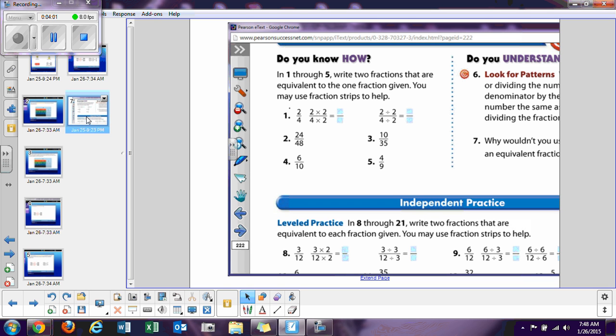Question number 4, 6 over 10. Again, I'm going to start off by multiplying both numbers by 2, and I get 12 over 20. I also can divide both numbers by 2 and get 3 over 5. So both 3 over 5 and 12 over 20 are equivalent fractions. If you've noticed, every time so far I started off by multiplying the numbers by 2. That will work every time.